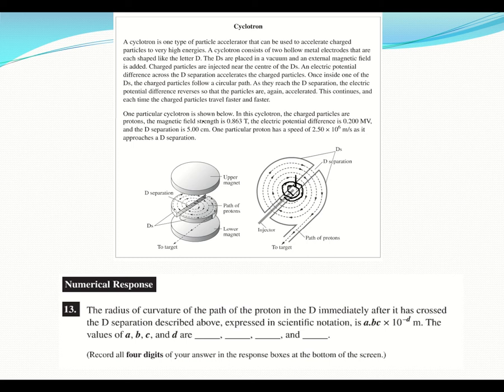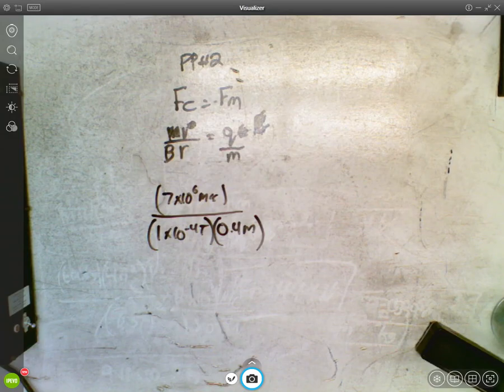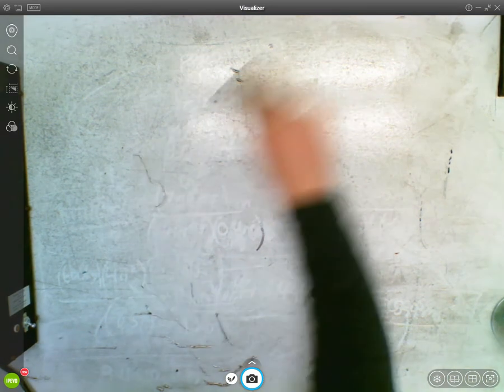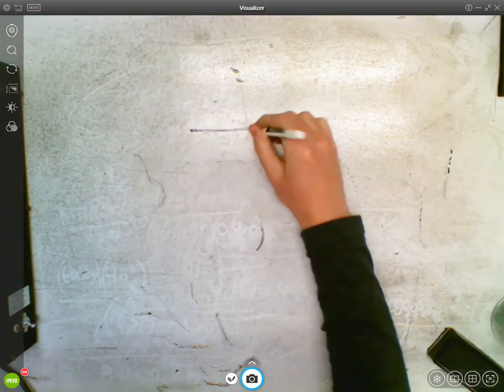So one particular cyclotron is shown below. In this cyclotron, the charged particles are protons. Okay, that is key. The magnetic field strength is this, and the electric potential difference between the plates is that. One particular proton has a speed of 5.6 times 10 to the 6 meters per second as it approaches a D separation. The radius of curvature of the proton after the D separation is. Okay, so this is a tough question. It's hard to figure out what they're saying in the question, but what it's saying here.